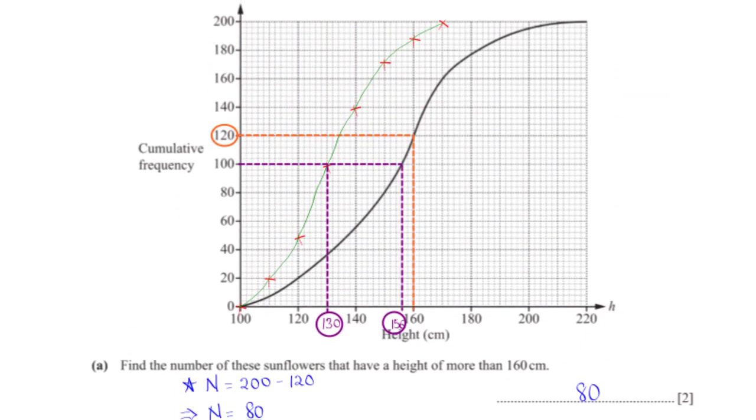So on the cumulative frequency diagram, we are going to map the points (100, 0), (110, 20), (120, 48), (130, 100), (140, 140), (150, 172), (160, 188), (170, 200). When we are done, we draw a smooth line passing through all these points.